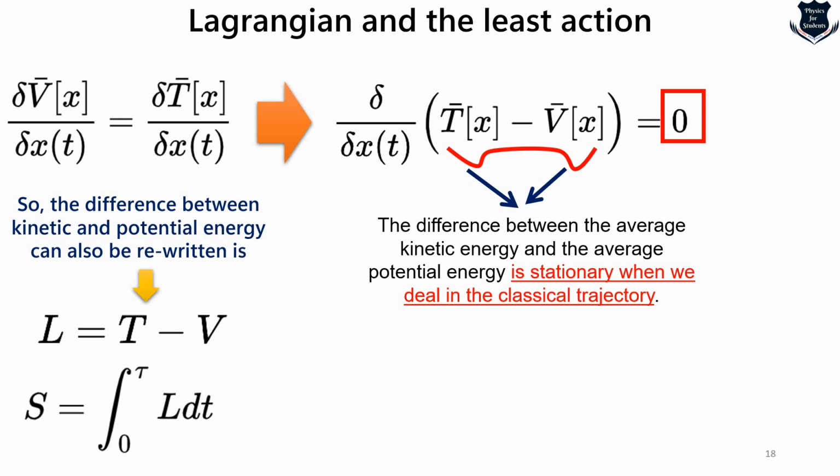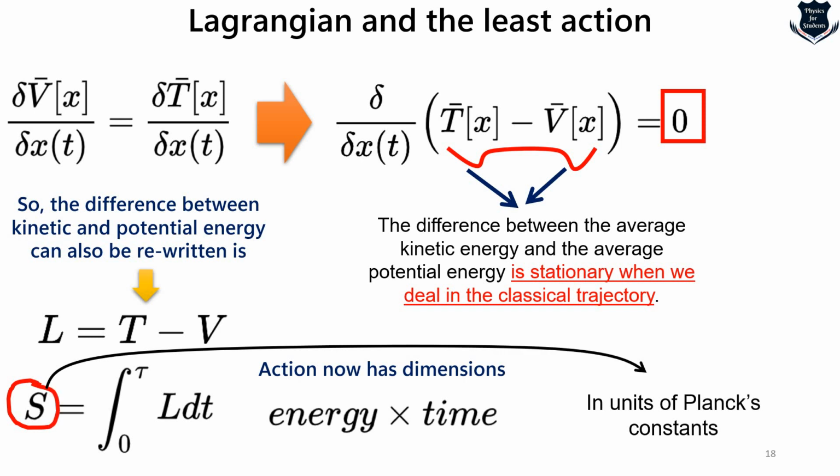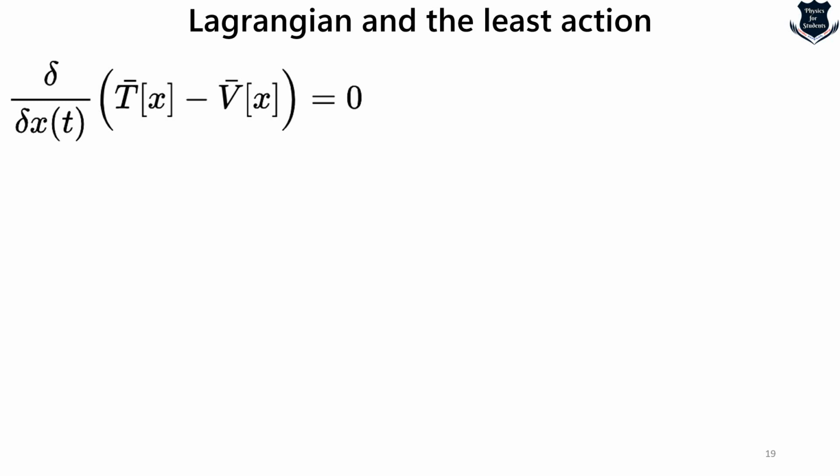What you see is that the action has the dimensions of energy multiplied by time, and hence it is measured in joule seconds. In the following lectures, we will see that this S can be expressed in terms of Planck's constant, h, and we will measure it in units of Planck's constant. But for the time being, it is stationary when we deal with a classical trajectory, and this can be represented in terms of the Lagrangian.